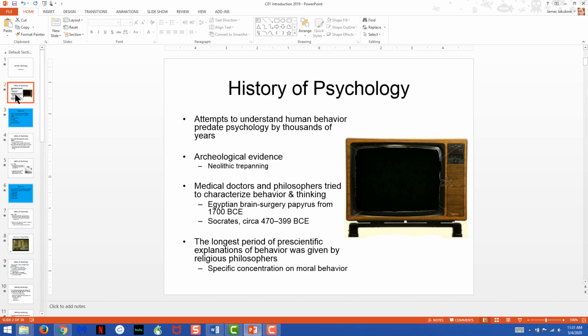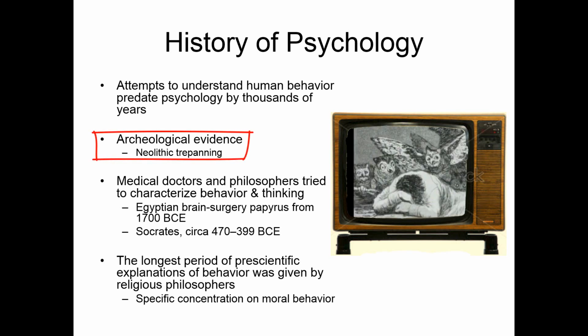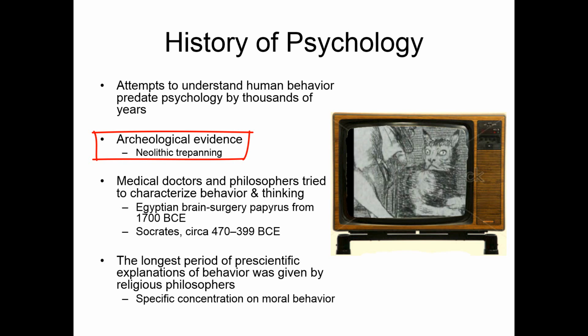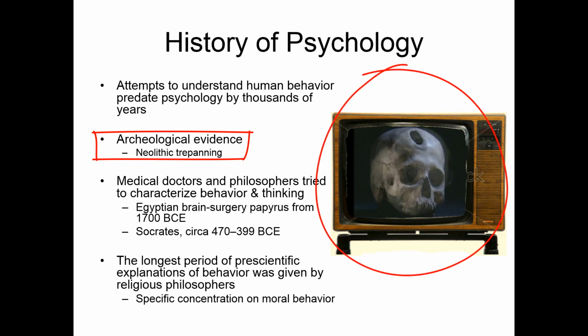Now, to look as far back as we possibly can, one of the oldest things that we're going to wind up finding of anything related to psychology is going to be the archaeological evidence for Neolithic trepanning. Neolithic trepanning is a process by which a hole is drilled into the skull of an individual for some medical or spiritual purposes. If you take a look at the television, you can see instances of it.